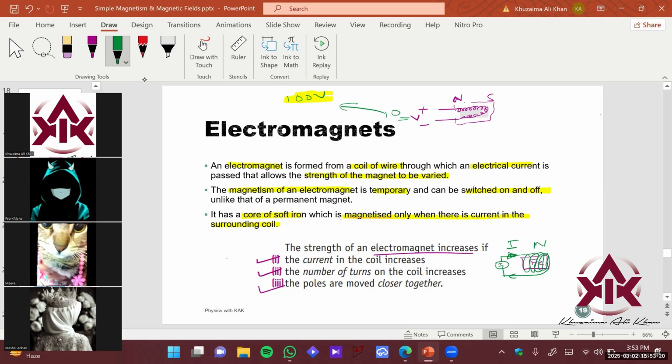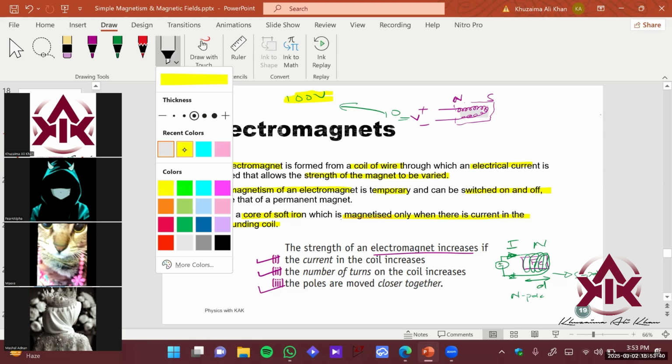Okay, what is the size of this? The distance d over here. Let's say the current is entering here, so this would be the north pole here, right? And this would be the south pole here, right? So if you want to increase the strength of the electromagnet, if you want to make it stronger, you can do three things.